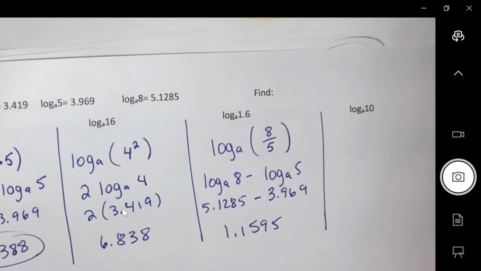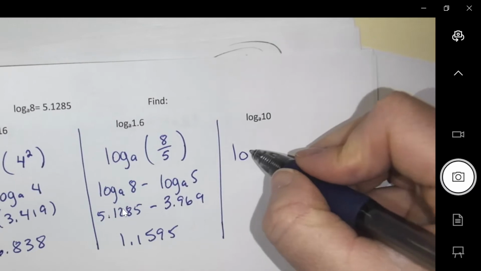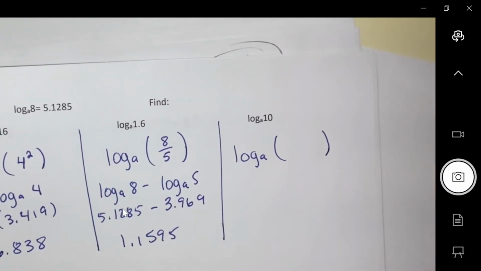Okay, the last one is a 10, which is a little bit more challenging to get, which is something I have on your test. How do I get a 10? You got to think of a combo. I can only use a 4, a 5, and 8 somehow.